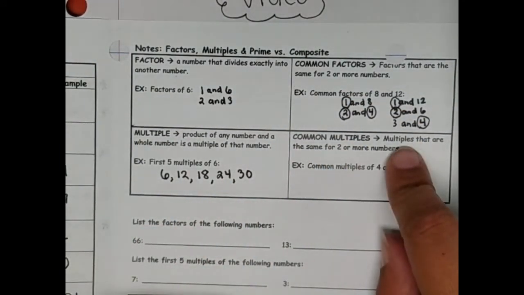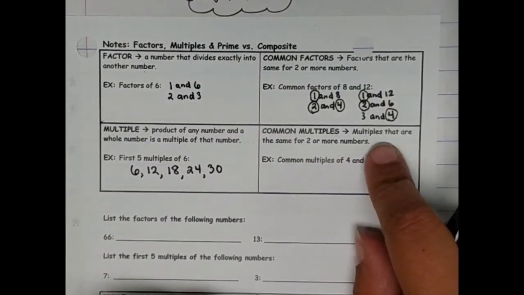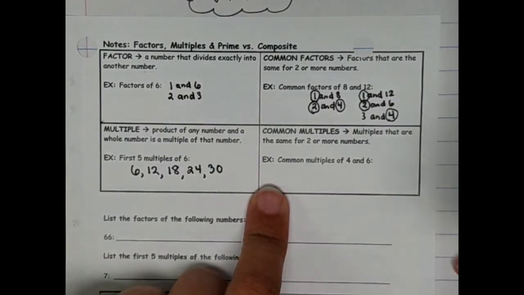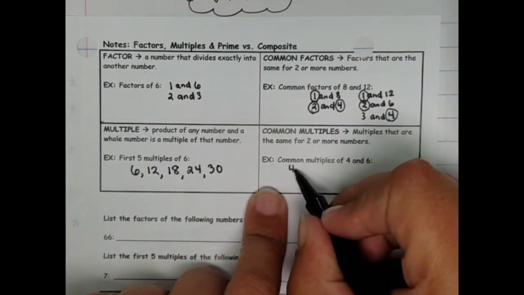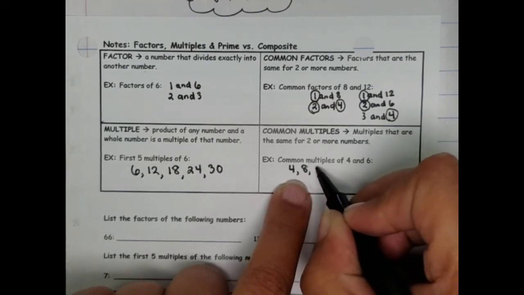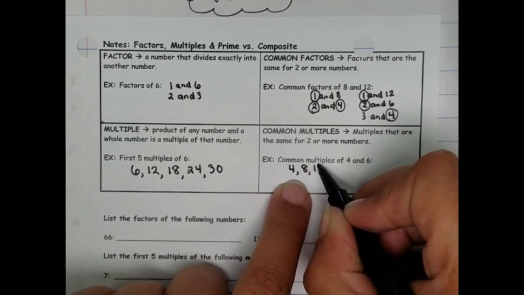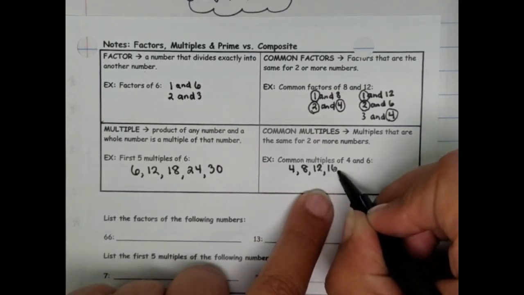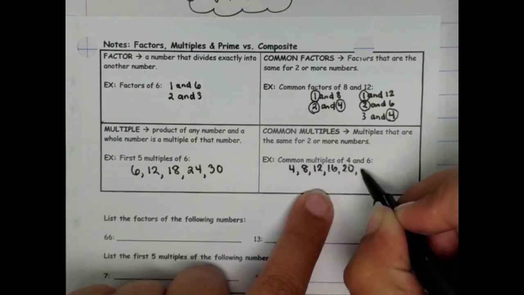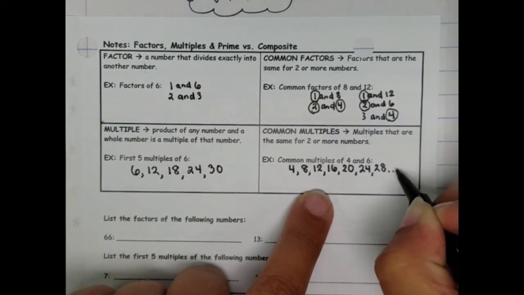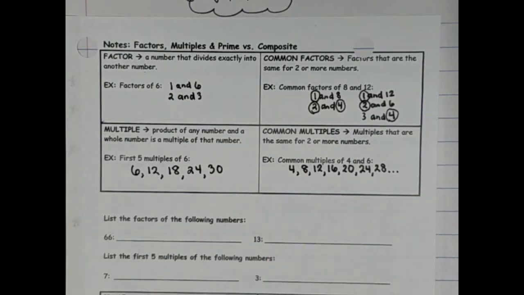A common multiple are multiples that they share in common between two numbers. So we're going to make 2 lists this time. One for 4. So 4 times 1 is 4. 4 times 2 is 8. 4 times 3 is 12. Or if you just want to keep adding 4, that's fine. So plus 4 gives you 16. Plus 4 gives you 20. Plus 4 gives you 24. And then 28. And you can keep going. I'm going to put dot, dot, dot.